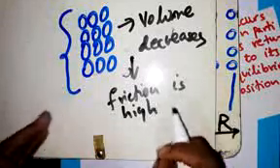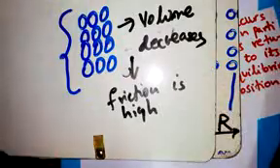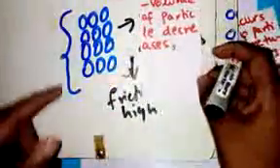What's happened when friction is high? When friction is high, I said volume decreases. Here, volume of the particle decreases. Hence, friction is high.